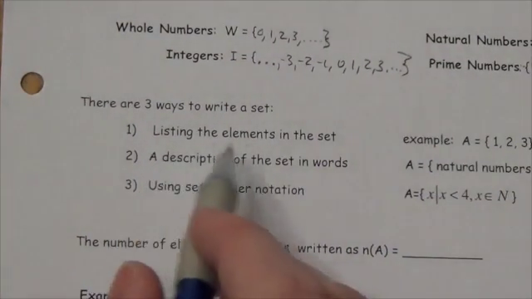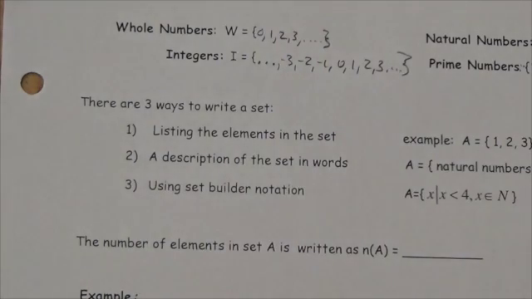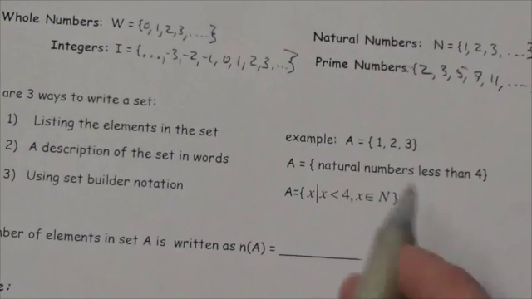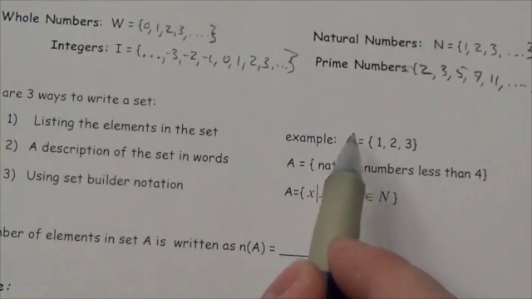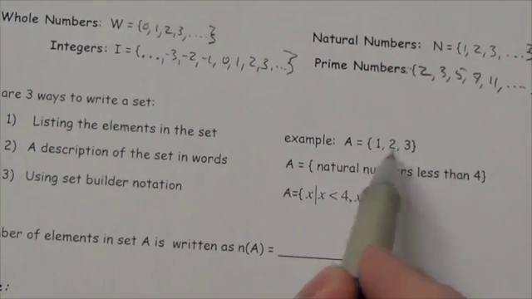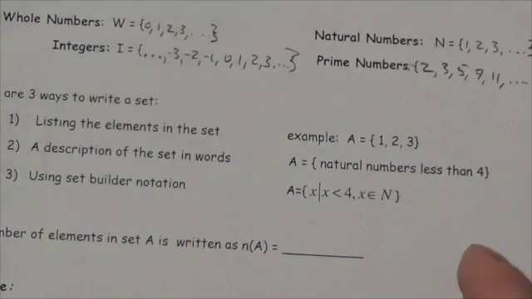Now, there are 3 ways that we can write a set. The first one here, we're going to list the elements in the set. When the sets are small, this is probably the best way to do it. You just identify the name of the set. Set A is equal to this little group of objects, 1, 2, 3. You just list them off.